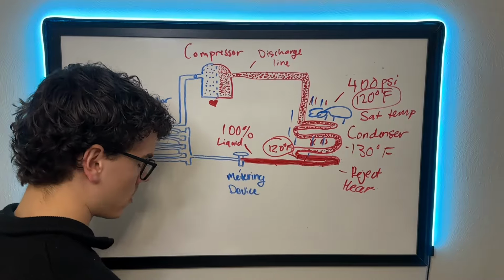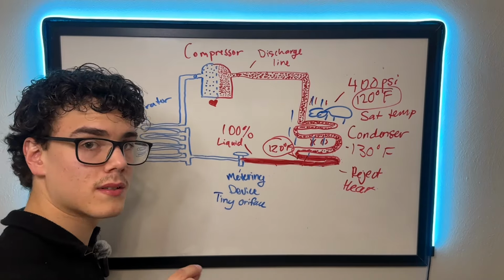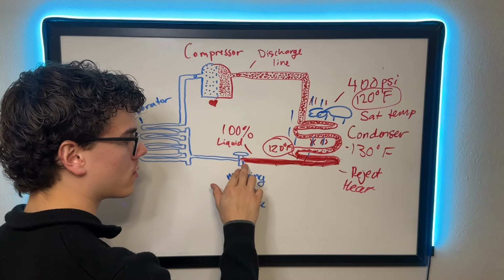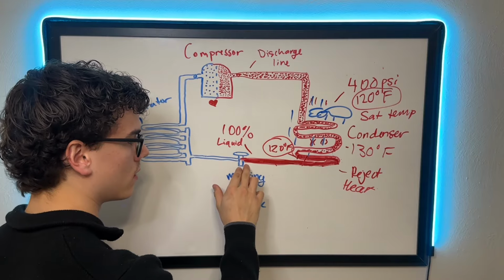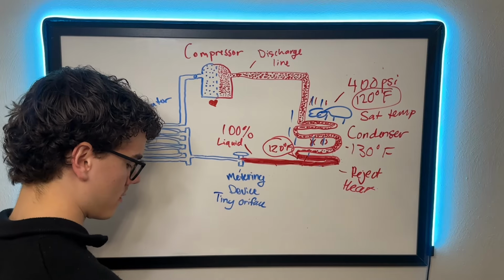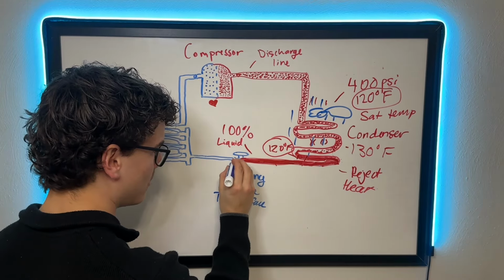At our metering device. What is the metering device? The metering device is a tiny orifice. It's just a tiny hole. And when we have this high pressure, high temperature refrigerant that's a liquid, and it's faced with this tiny, tiny hole at the metering device, it's not going to let it all through. It's just going to let a little bit of it through.